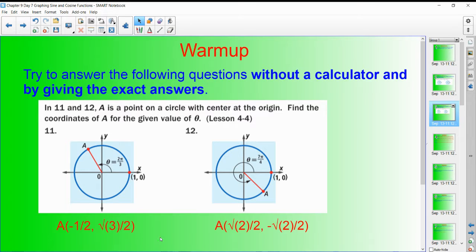So we're going to use these ideas today to graph the sine and the cosine function. We remember that sine is the y value and cosine is the x value. And sometimes cosine could be negative if it's in the second or third quadrant, and sine could be negative if it's in the third or fourth quadrant. And we're going to graph the action for sine of how the height changes as we spin around the circle.